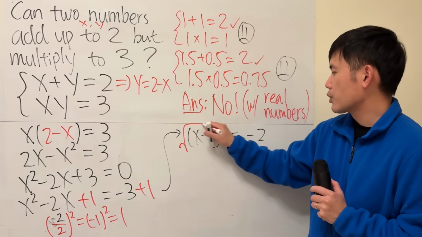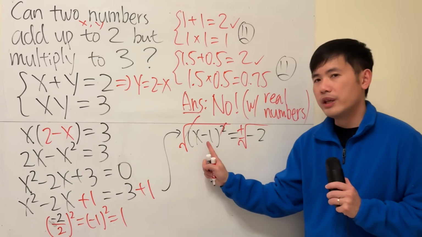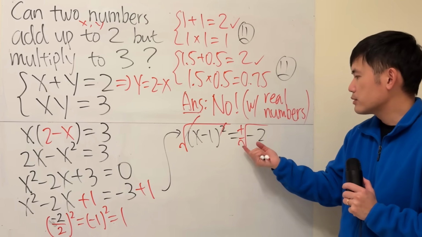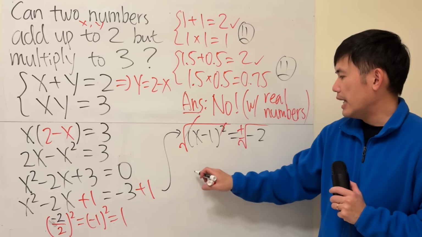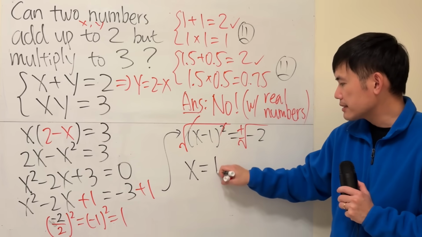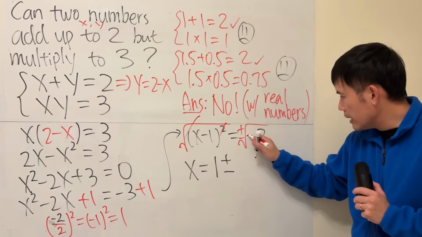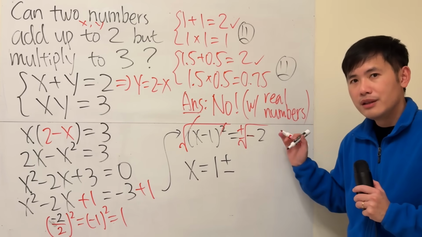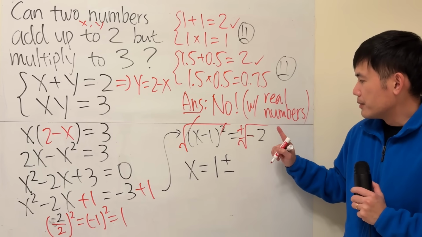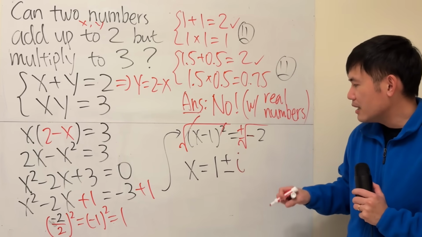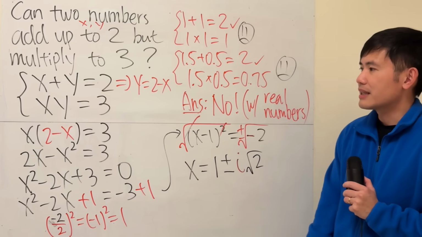Solve this, take the square root of both sides, put a plus or minus. We get x minus 1 is equal to plus or minus the square root of negative 2. Add 1 to both sides, we get x is equal to positive 1 plus or minus. Notice how we have a negative number inside the square root. This is why we do not have real numbers for the solution here. So to get complex numbers, we will have i and then square root of 2, just like that.